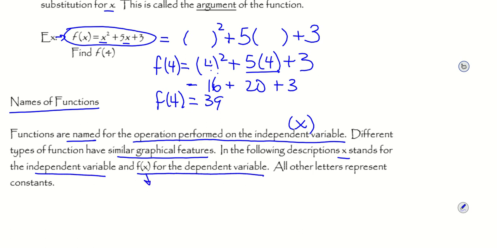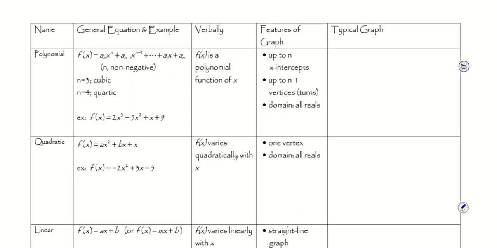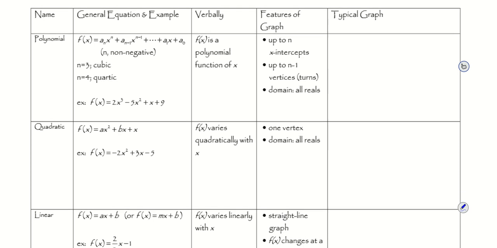So again, f of x taking the place of y. All other letters are going to represent constants, so numbers that would not change for a particular equation. So I have information arranged in a table for you.